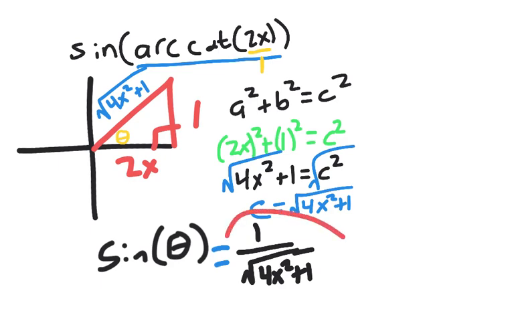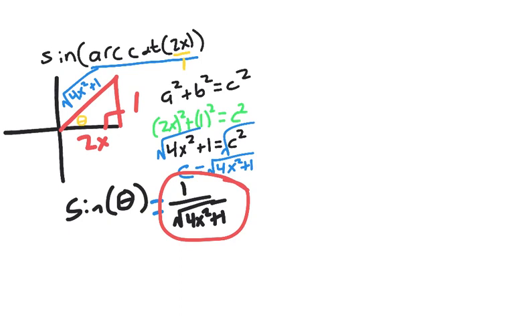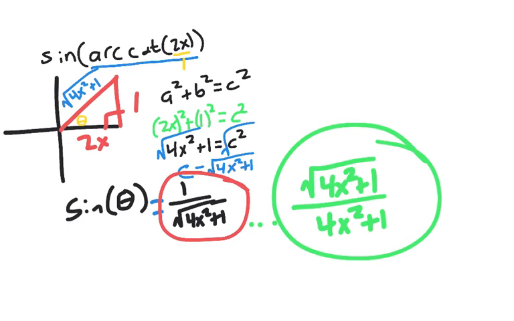Now I'm pretty sure on EasyBridge, I'm sorry, y'all don't do EasyBridge. That's my geometry class. On your My Math Lab, it's going to take the answer like this, where we did not rationalize the denominator. So this would be an acceptable answer. Or if you did rationalize the denominator, that would be multiplying by the radical 4x squared plus 1 on top and bottom. I would get the square root of 4x squared plus 1 all over 4x squared plus 1.